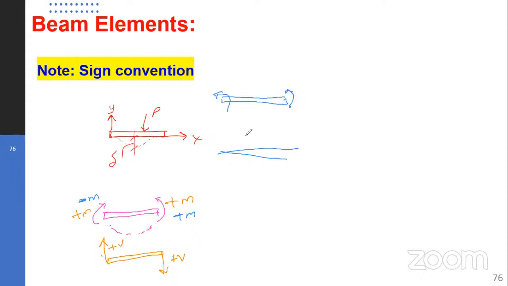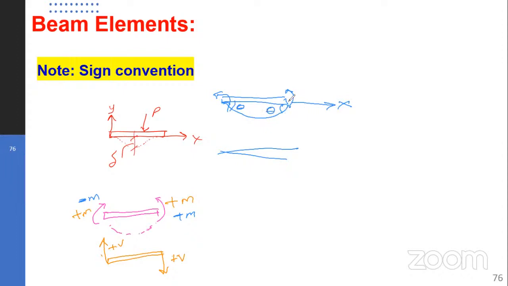Number two, rotations are positive in the counterclockwise direction. When you talk counterclockwise, remember we are measuring from the horizontal x-axis. So if this is the deformation, let's say there is a rotation here like this. So we have this rotation here, theta, and the rotation of this support, theta. So this was simply supported.